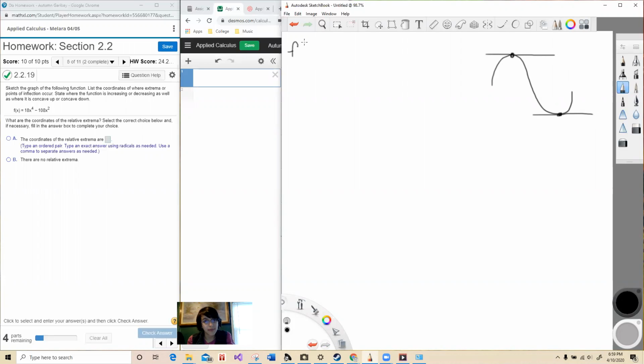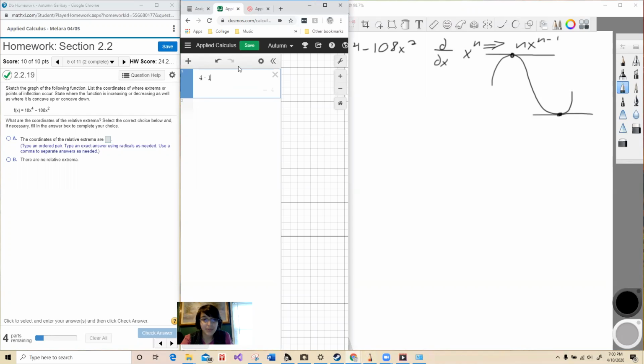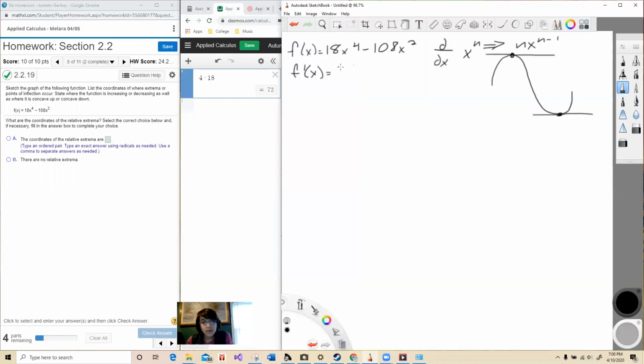So our function f of x is 18x to the fourth minus 108x squared. And we are going to find the derivative, which is f prime of x. So we're going to use the power rule, which, if you don't remember it, the derivative of x to the n is going to be nx to the n minus 1. So that said, we're going to bring this 4 down. Let's see, 4 times 18, 72. x, 4 minus 1 is 3.